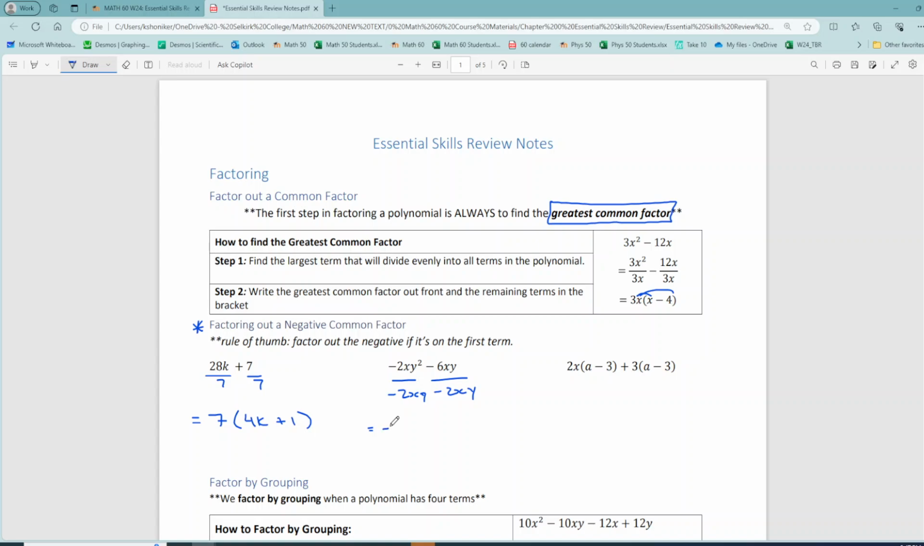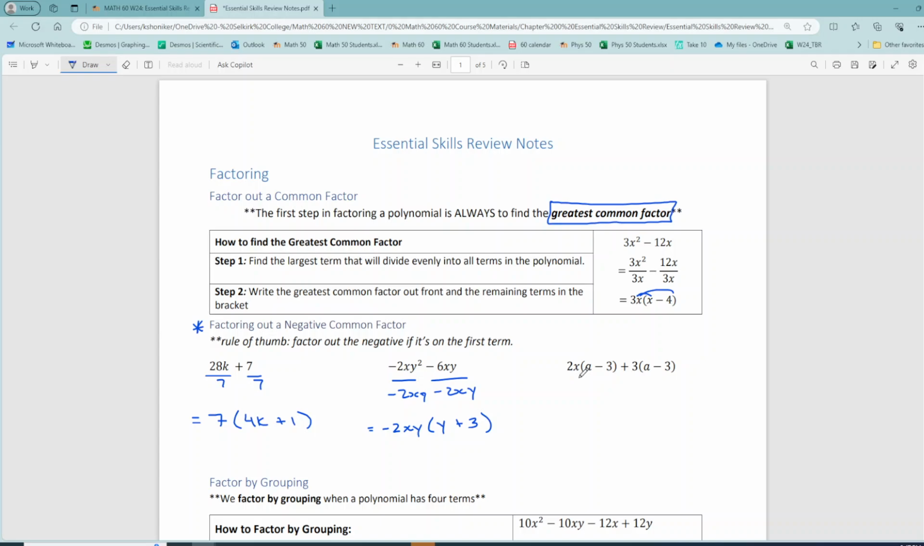So again, I'm going to take the greatest common factor and put it out front, and then my remainder will be: negative 2 divided by negative 2 is 1, x divided by x is 1, y squared divided by y is y. Negative 6 divided by negative 2 is positive 3, x divided by x is 1, y divided by y is 1.